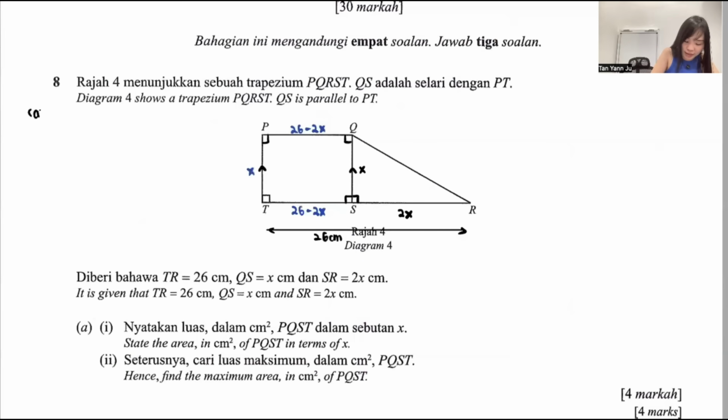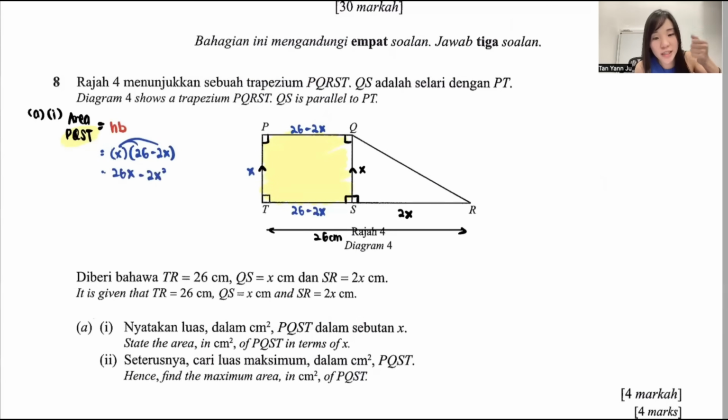So with all this, let's start from A1. A1, they say state the area of PQST in terms of x. So guys, you're going to find area PQST. So where is PQST? Put a color for you. PQST. Oh, it's a rectangle. So guys, how to find area for rectangle? Height times base. Easy peasy. So guys, the height x. The base 26 minus 2x. Expand it. So never mind for the x, they say in terms of x. So guys, this answer. Done. A1, I'm done. Let's move on.